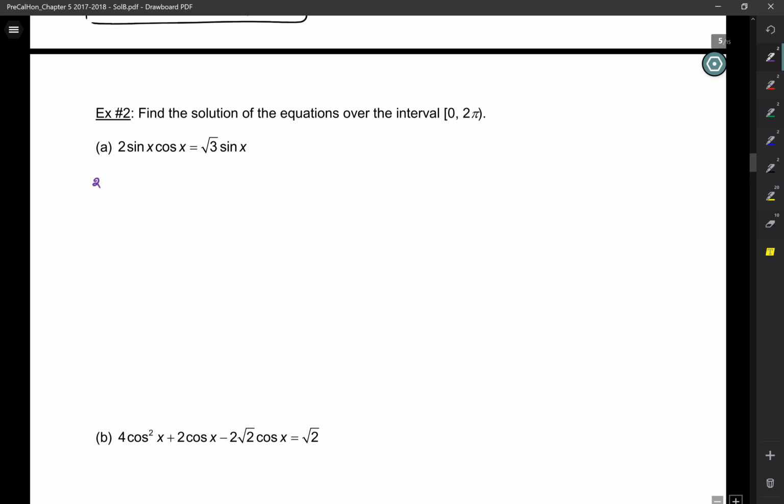Why don't we move this to this side, set it equal to 0. Now what can we do? Factor. I can factor out a sine x, and I get 2 cosine x minus root 3.